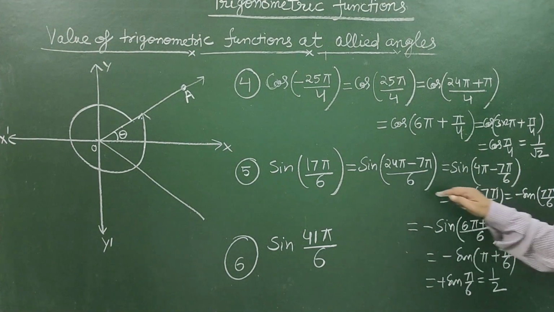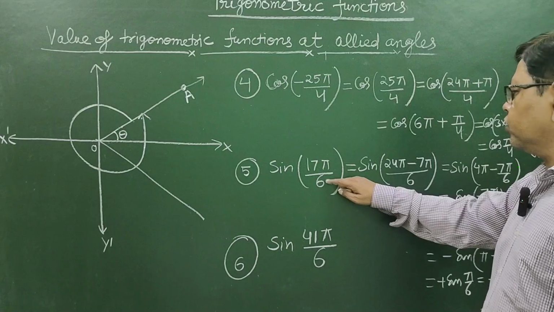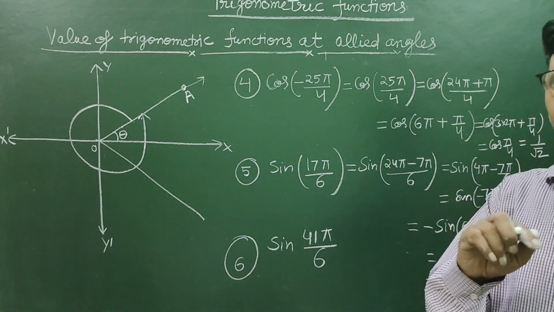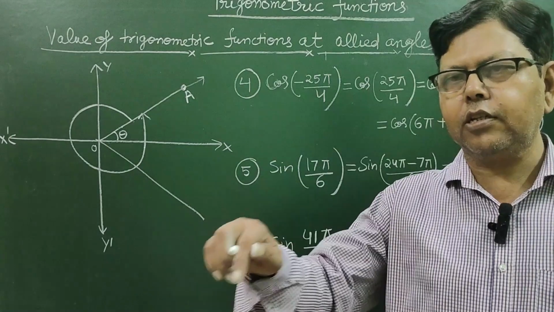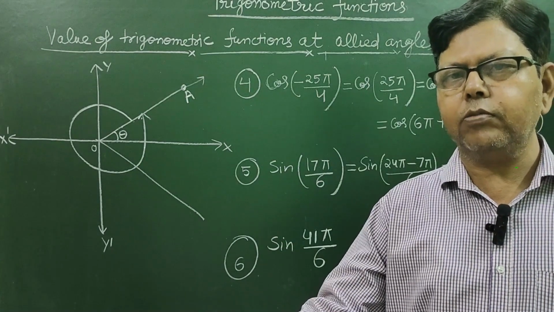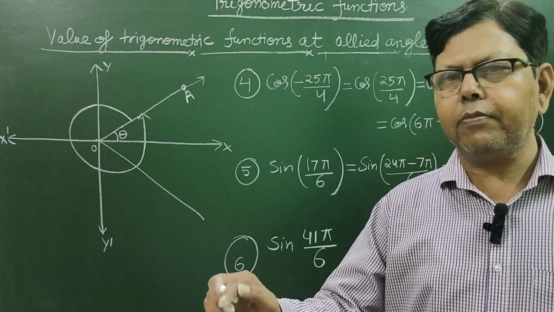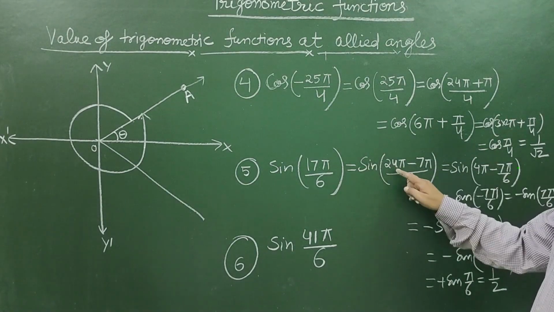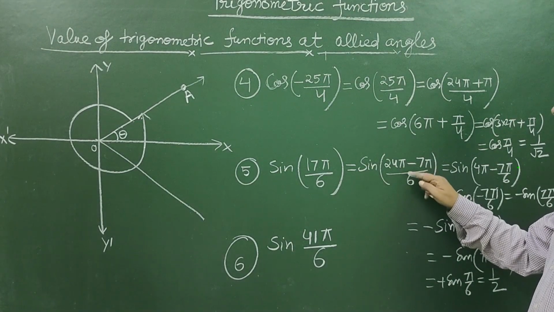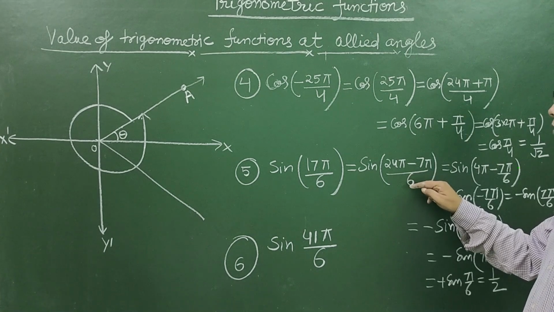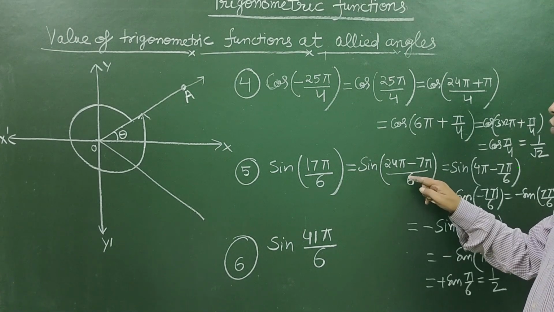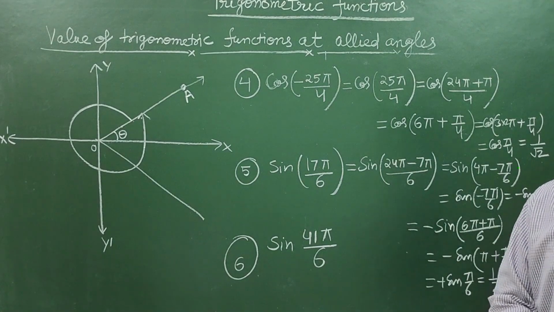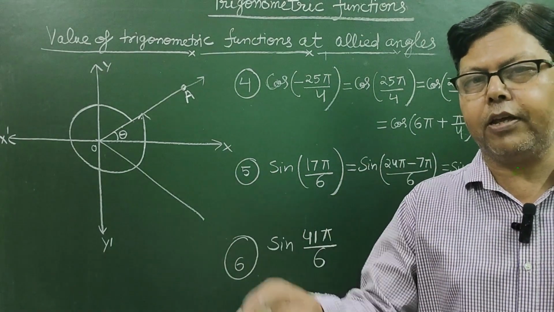So what you need to do in these questions is bring some multiple of 2 pi. Then use the formula: sine of 2n pi plus theta is equal to sine theta. So here for 17 pi I can write an even multiple, 24. You can also solve it using 12 pi. Then you will have to write 12 pi plus 5 pi upon 6.